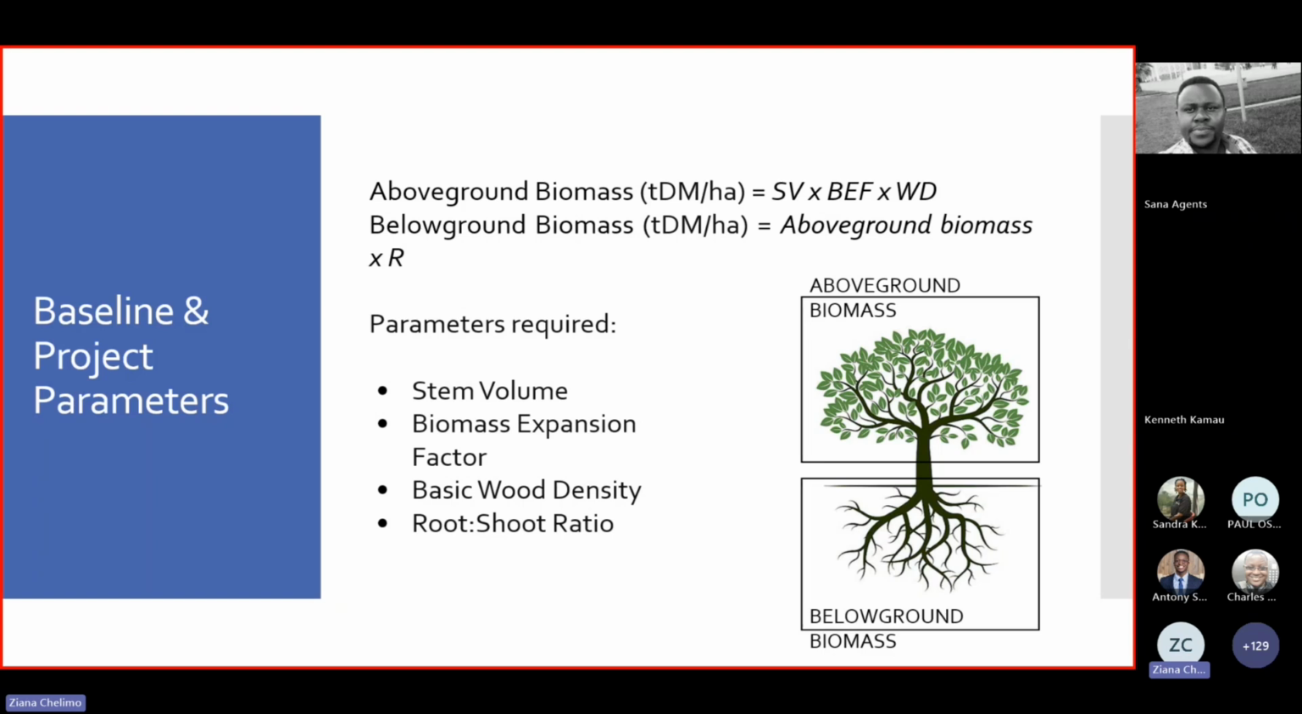So Carbon First needs to monitor the stem volume directly, whilst values of biomass expansion factor, that is the BEF, wood density, and the root to shoot ratio will typically utilize peer-reviewed or default values. So in this case, the only one you need to go to the ground and measure yourself would be the stem volume, while the other parameters you can find through journals or sources which have the default values for this.